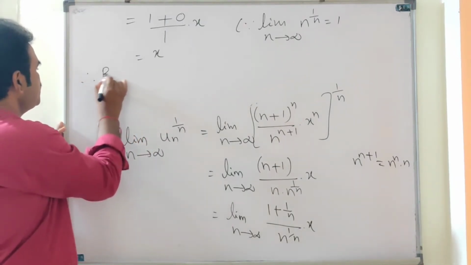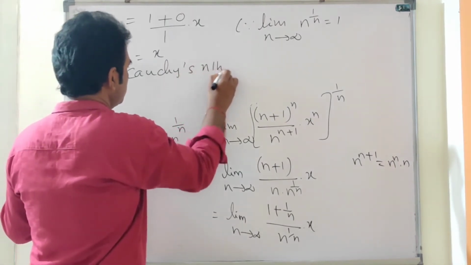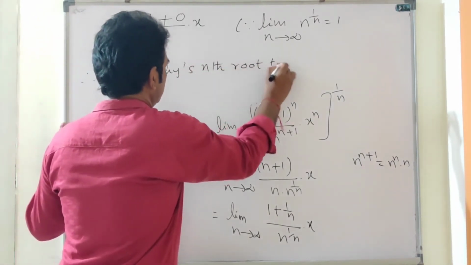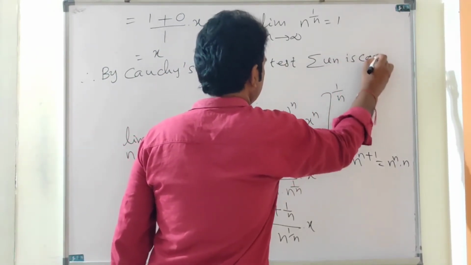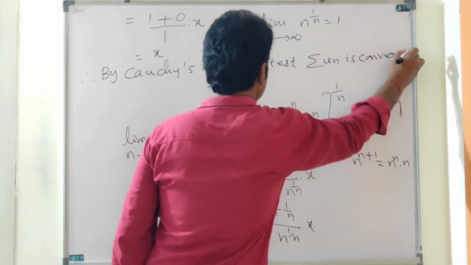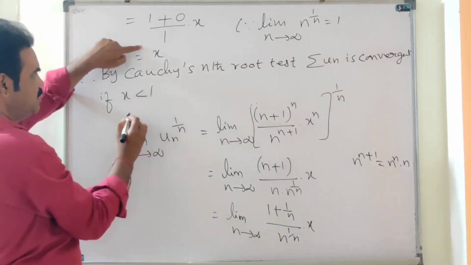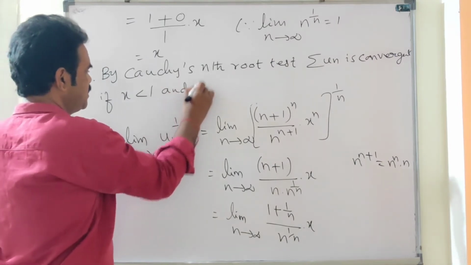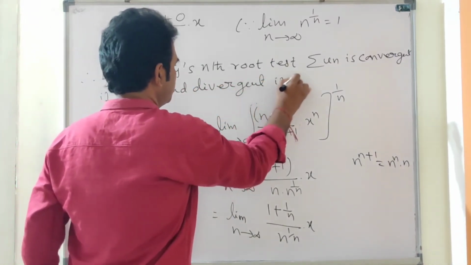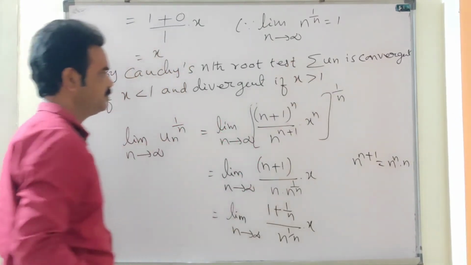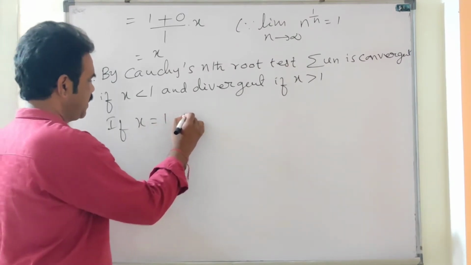Therefore, by Cauchy's nth root test, sigma un, that means the given series, is convergent if x less than 1 and divergent if x greater than 1. And if x equal to 1, this test fails.